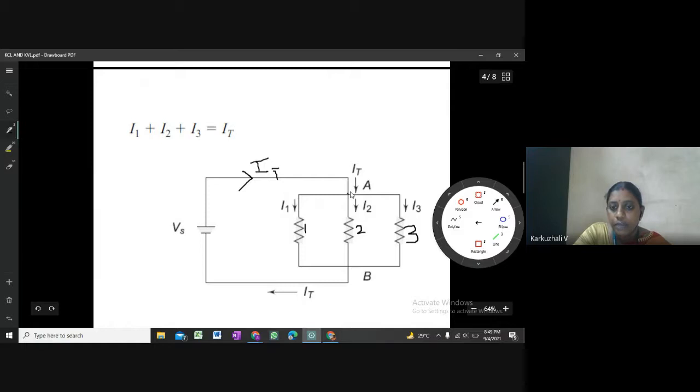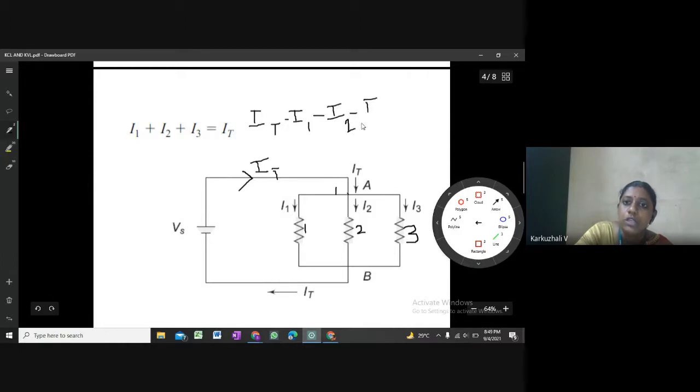So if I apply Kirchhoff's current law in this node 1, it is given as the current entering the node is equal to the current leaving the node. So the current entering the node is IT. So IT is equal to the current leaving the node, I1, I2, and I3. So I1 plus I2 plus I3, or I can also write it as IT minus I1 minus I2 minus I3 is equal to 0, because I'm getting all the currents to the other side.